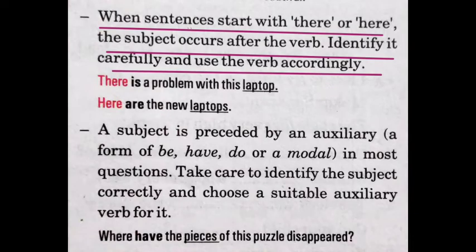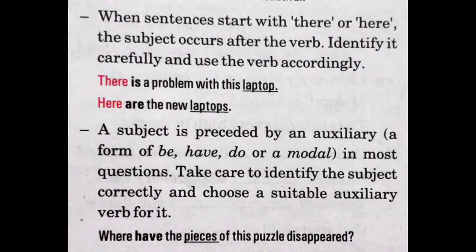Next, when the sentences start with there or here, the subject occurs after the verb. Identify it carefully and use the verb accordingly. So sometimes when the sentences begin with there or here, in those cases the subjects are generally not at the beginning. They can be in the middle of the sentence or at the last. So we need to carefully identify them and use the verb accordingly. For example, there is a problem with this laptop. Here laptop is the subject. So according to that we'll use the verb is.